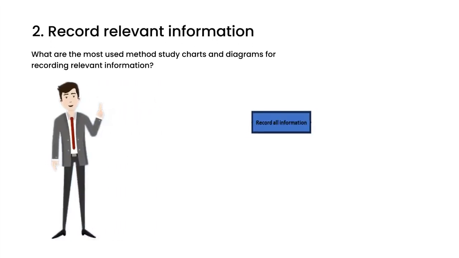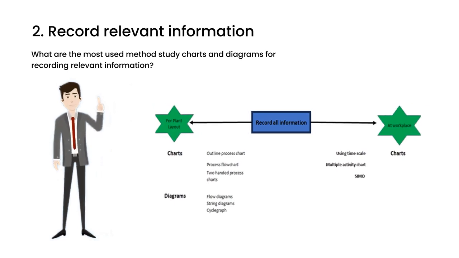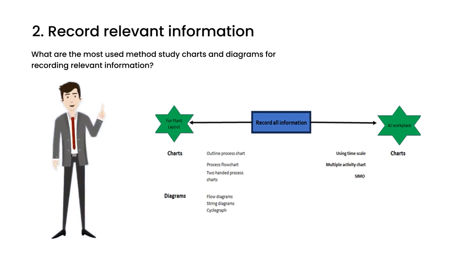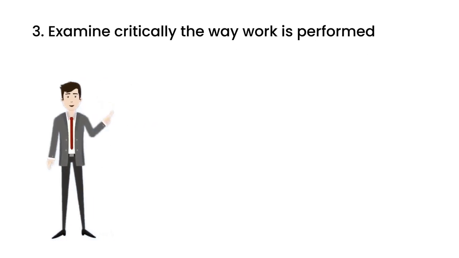Record relevant information. The next step in the basic procedure, after selecting the work to be studied, is to record all the facts relating to the existing method. Please note that these charts and diagrams will not be discussed in detail in this module, but will be introduced later during the course.